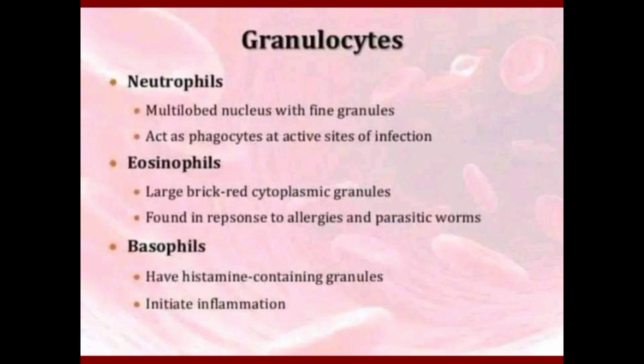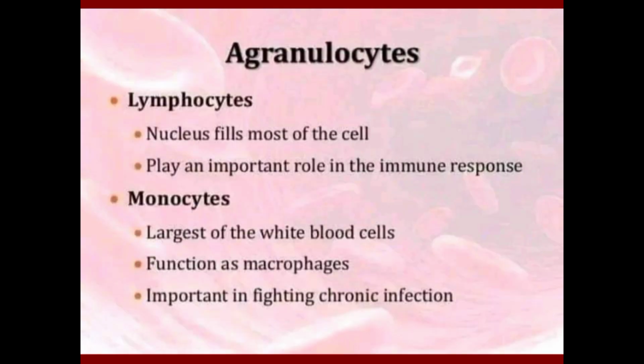And the other is eosinophils. Eosinophils have large, brick red cytoplasmic granules. They are found in response to allergies and parasitic worms. The third is basophils. Basophils contain histamine-containing granules, and they initiate inflammation.